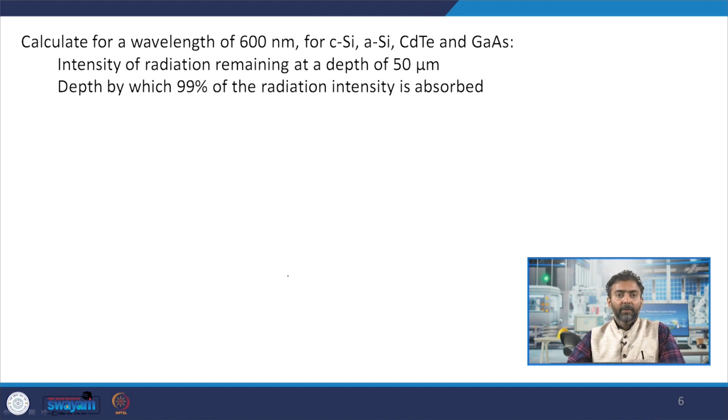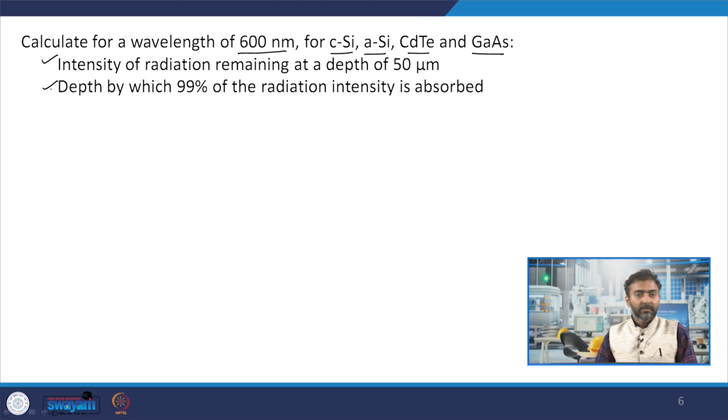Now, let us do a quick numerical. Suppose we want to calculate for a wavelength of 600 nanometers for these different materials: crystalline silicon, amorphous silicon, cadmium telluride and gallium arsenide. Two things. First, we want to calculate the intensity of radiation remaining at a depth of 50 micrometers, and second, the depth by which 99% of the radiation intensity is absorbed. So, let us try it out.